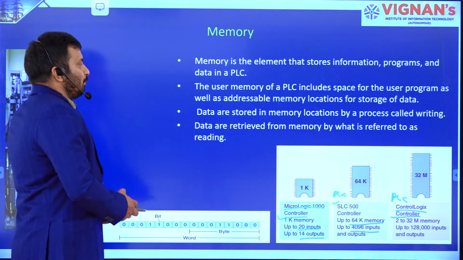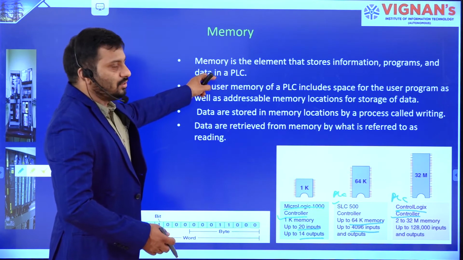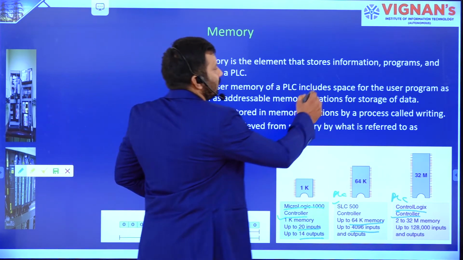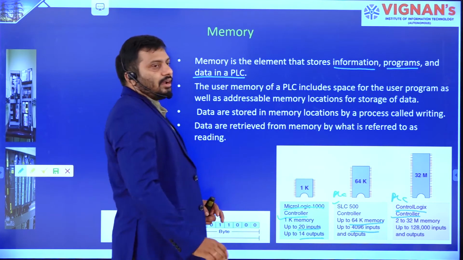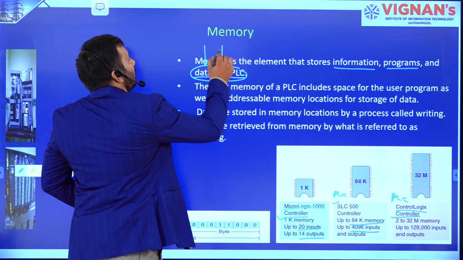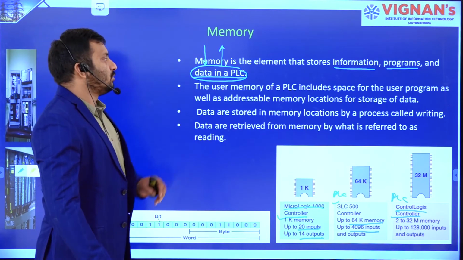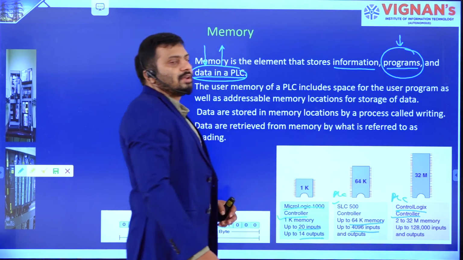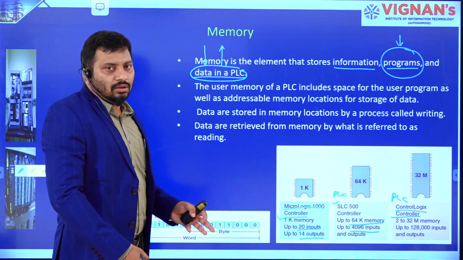So, user memory. Previously I discussed the same thing, and it is written here. Memory is the element that stores information, programs and data in the PLC, right? Data in the PLC means input data as well as output data. Whatever data it wants to output is also stored. Programs means whatever program you write to perform some task, using some language, that is ladder logic, right?